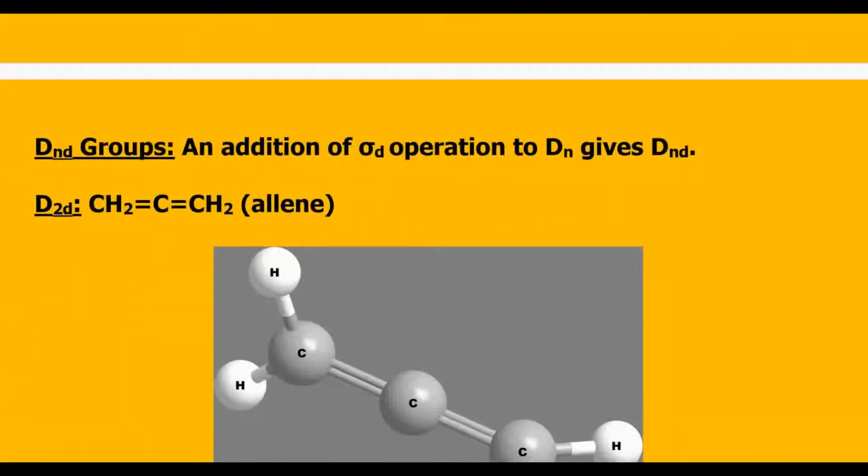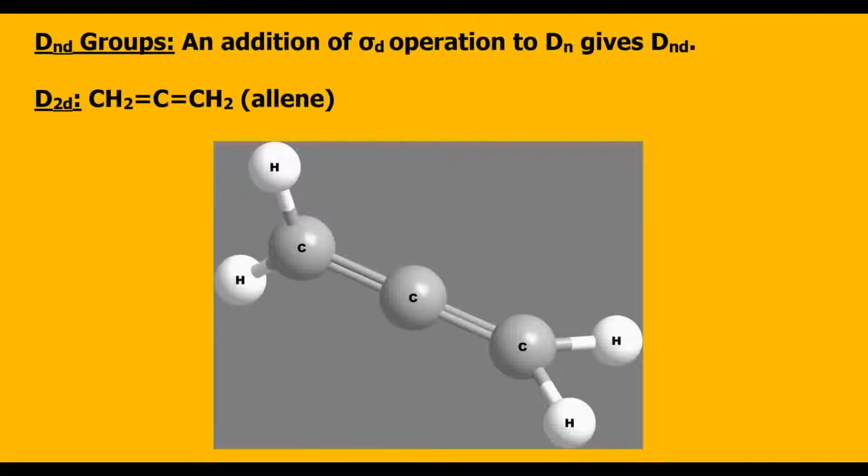Next, we'll take the Dnd point groups. So what happens when you suspect a D point group in a molecule? That is, when you have some n-fold C2 axes perpendicular to your principal axis, then in most of the cases you will end up with either Dnd point group or Dnh point group. So first I will explain to you the Dnd point group.